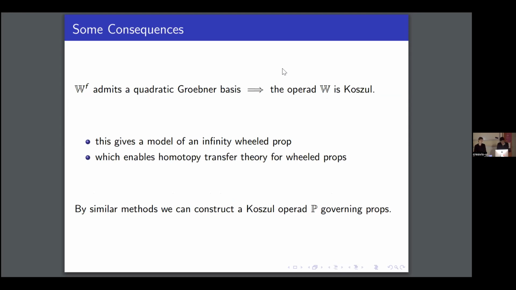And again, one application of this result is that this gives a model of an infinity wheeled prop, which one potential application is this enables something called homotopy transfer theory for wheeled props. This is otherwise known as perturbation theory. And everything that I've described in this talk can also be done to produce a Koszul operad governing props with a little bit more difficulty. But thank you, that's everything I wanted to say.